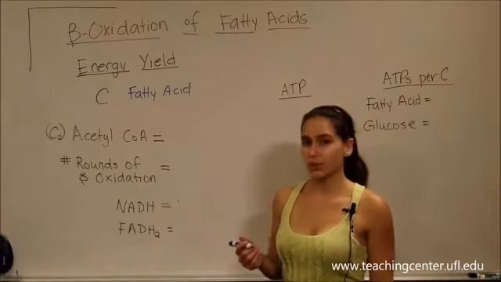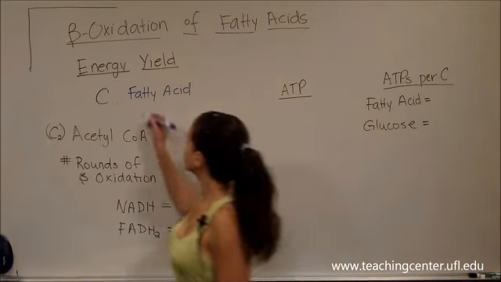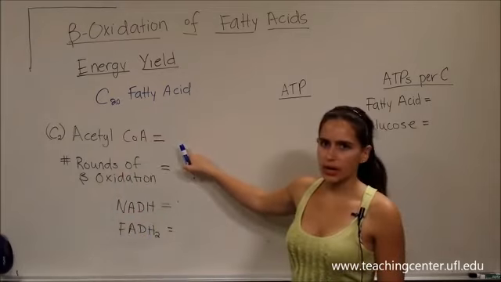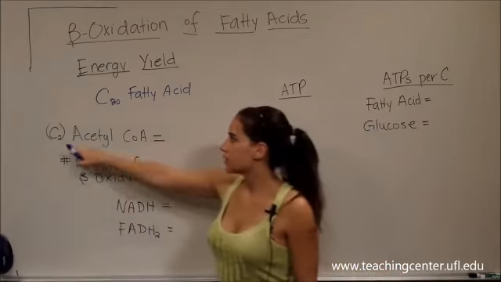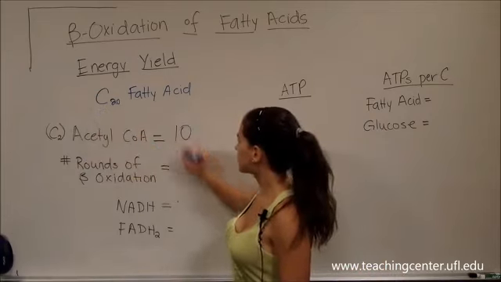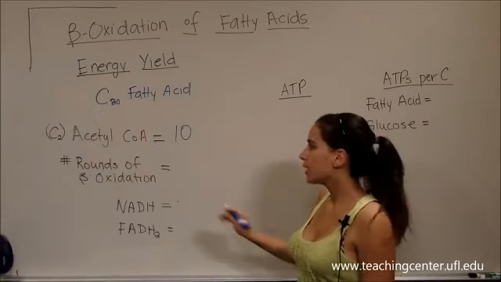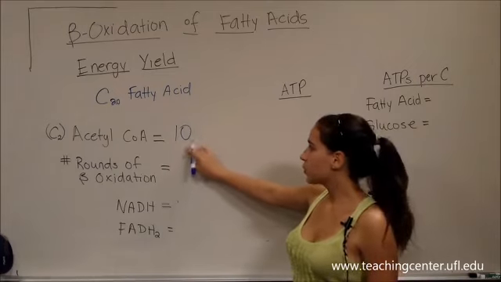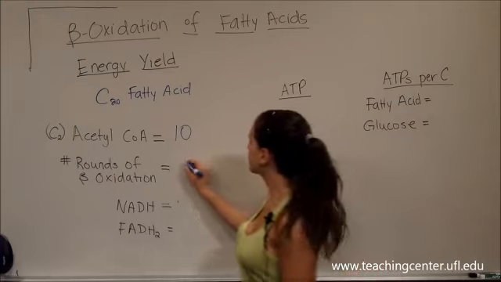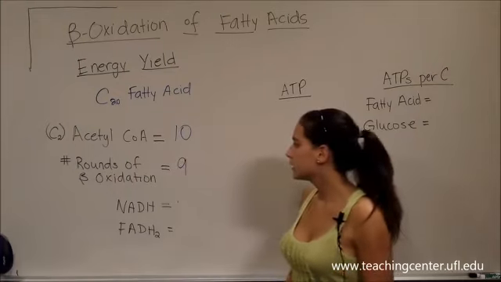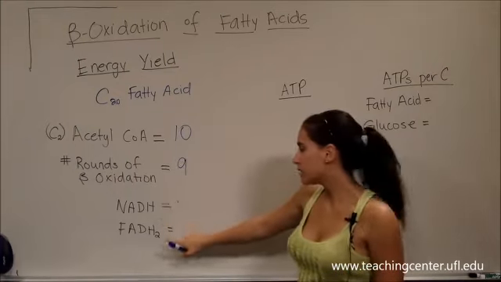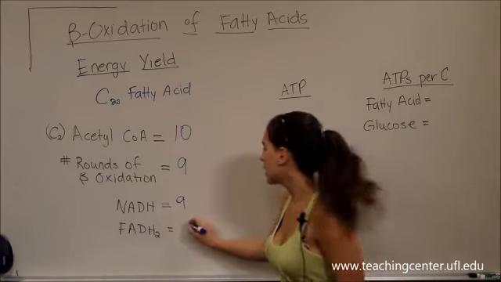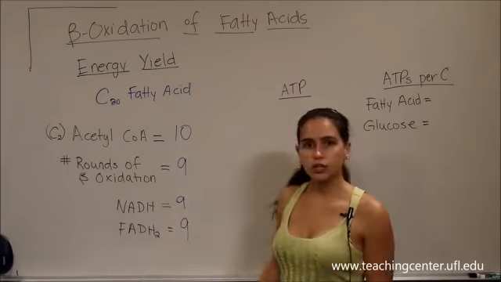So let's do another example for practice. Let's say I have a 20-carbon fatty acid. How many acetyl-CoAs would I get? Well, simply we just divide it by 2. That's going to be 10 acetyl-CoAs, right? And how many rounds of oxidation are we going to undergo? Well, we just do 10 minus 1. It's going to be 9 rounds. And that tells us how many NADH and FADH2s we get. So it's going to be also 9 NADHs and 9 FADH2s.